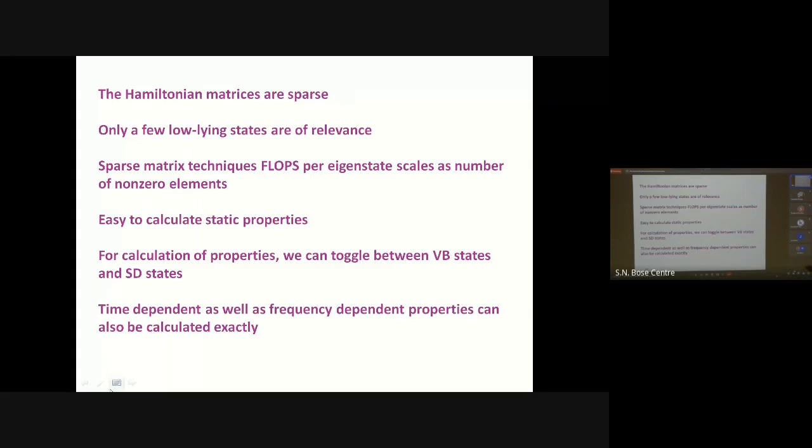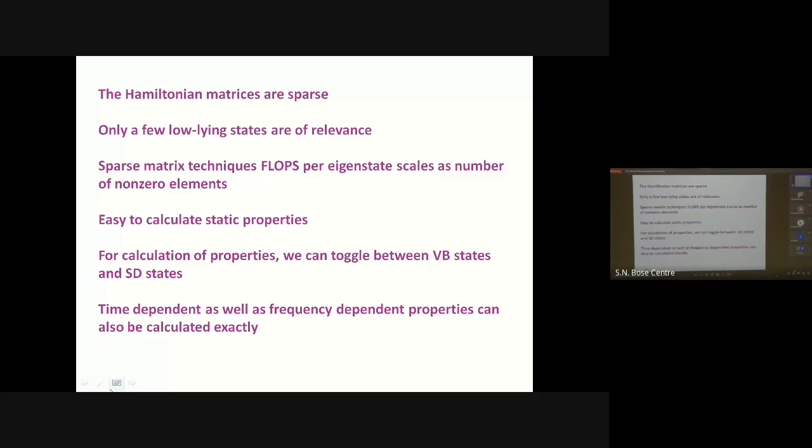So Hamiltonian matrices are very sparse. For example, the number of non-zero elements in a row is equal to the number of terms in the Hamiltonian. So even if your row is 6 billion, the number of terms in the Hamiltonian is only 20 or 30. So you only have 20 or 30 terms in this row. You can use sparse matrix techniques, which means throw out all the zeros and do arithmetic only with non-zeros.